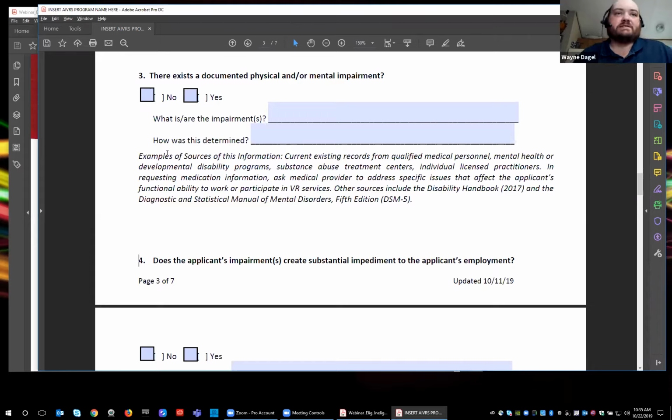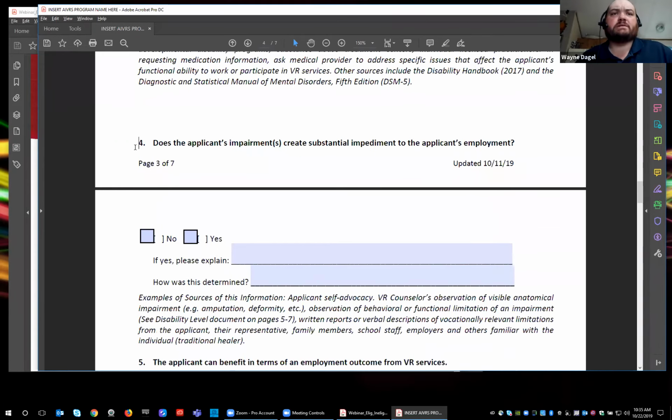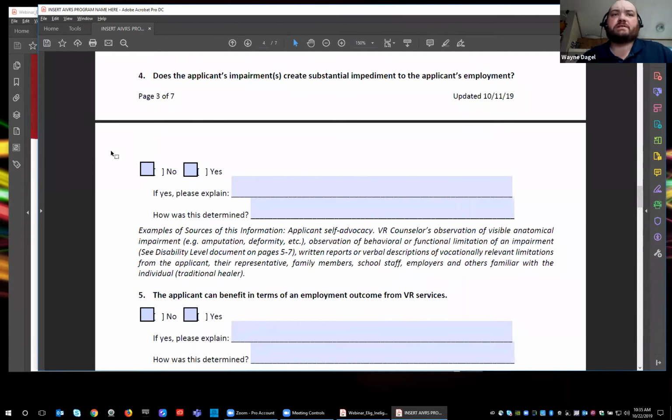Then you look at how was this determined? So where was it found? Where did you find this identified diagnosis? Did you just pull it out of thin air? Well, we can't do that, right? So there's got to be some medical documentation or whatever documentation that you have that's viable and accepted for determining disabilities. Number 4, we look at, does the applicant's impairments create substantial impediment to employment? Yes or no? If yes, give an explanation of how it's impacting them.